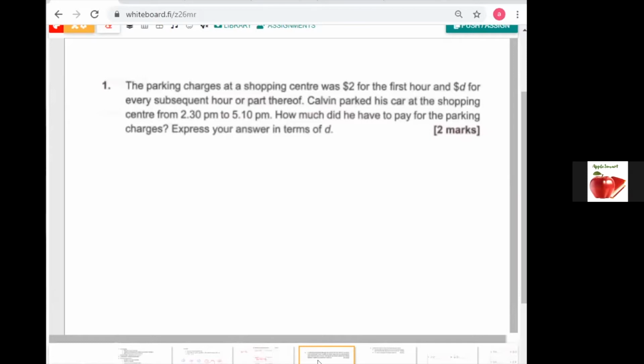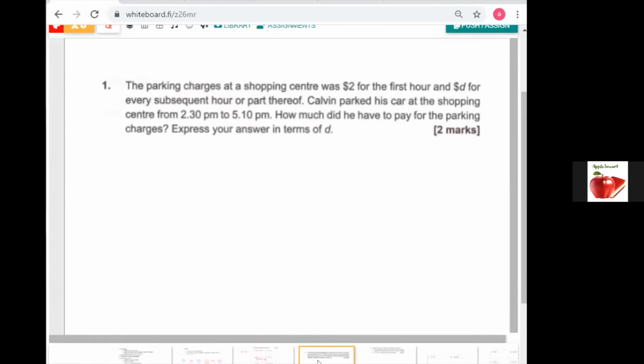So when I read this question with my students, I would ask, do you understand what it means by part thereof? And so in other words, hopefully some student might say, I don't know what that means. And then I would say, well, part thereof means like, if you go at a parking lot and you only stay for 15 minutes, they count it as an entire hour. You can't pay part of it. You can only pay for the entire hour.